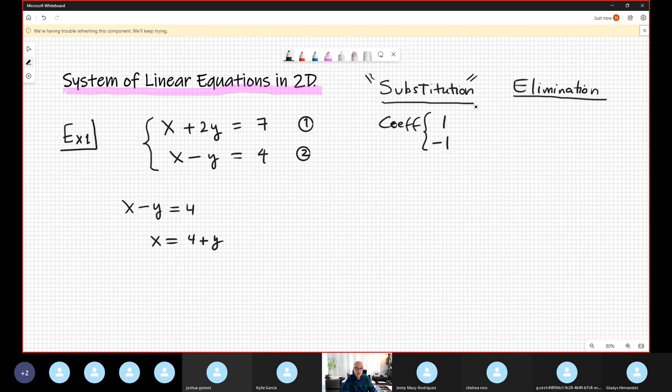And now this is the most important moment in which you substitute this expression in the other equation, not in equation two again. No, this is crazy. If you do that, you never get an answer. You substitute, instead of x, you copy 4 plus y, plus 2y equals 7. So now we convert my complicated problem into one easy problem.